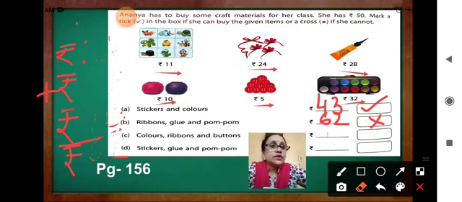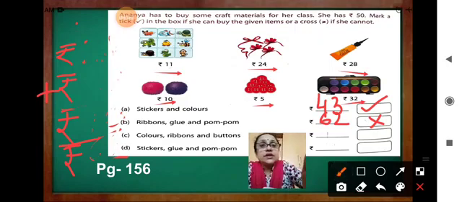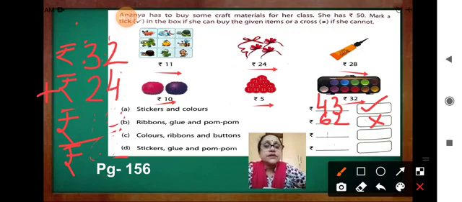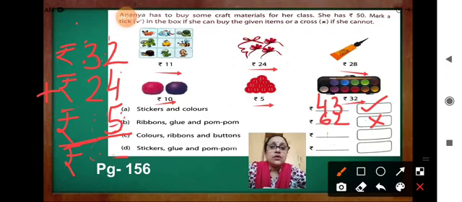Now, what is the price of colors? Rupees 32. Right? Then, ribbons, rupees 24. Yes, rupees 24. And then, buttons, rupees 5. Okay. Now, add rupees 32 plus rupees 24 plus rupees 5.